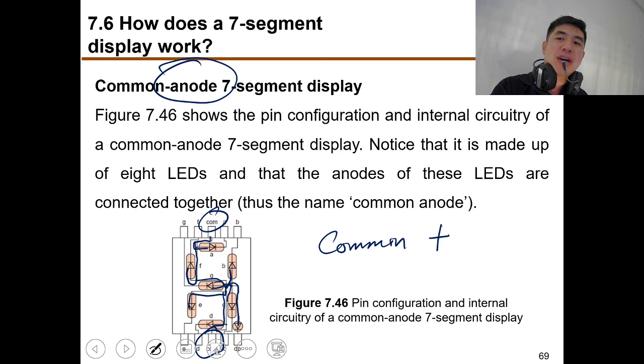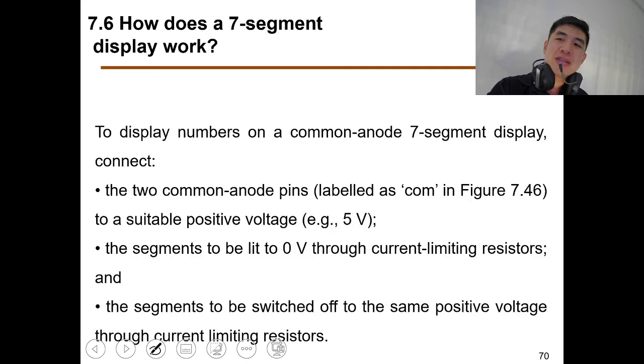So what does this mean? In order to activate this light, to turn it on, for example this B channel, this B must be 0 volt. Then this LED will turn on. So this B must be 0 volt, then it will turn on. If this B is 5 volt, then it will be off. Clear already? This is basically telling you what I just said.